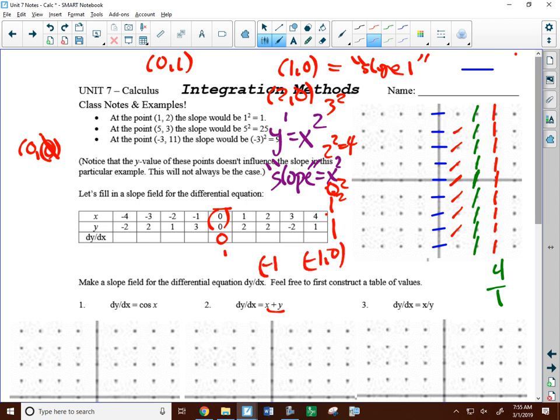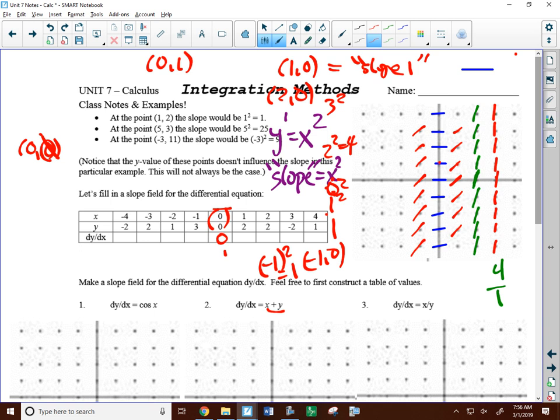Then -1 squared, I can't plug in y, but when I plug in x, -1 squared is 1. Slope of 1. That was the same as this one, 1, 0. So guys, this column is going to be the exact same as this red column right here. So like here, slope of 1, up 1, right 1, connecting those two. Not drawing in a full line. Okay, so again, I'm kind of freehanding here. It's the same as one.